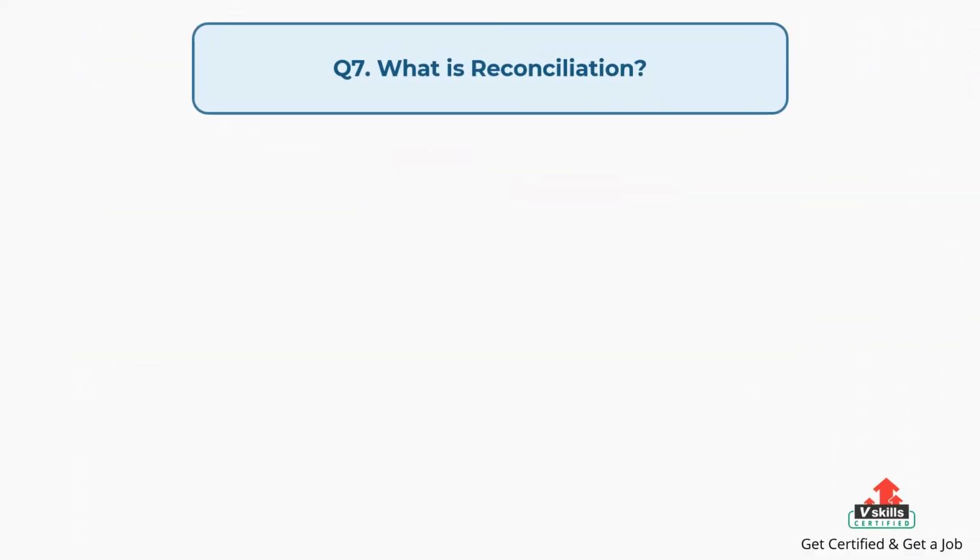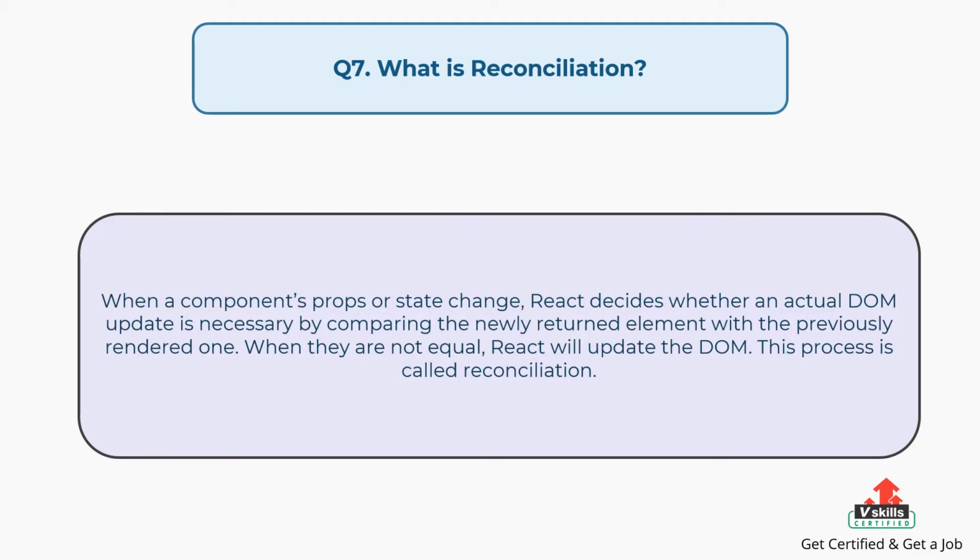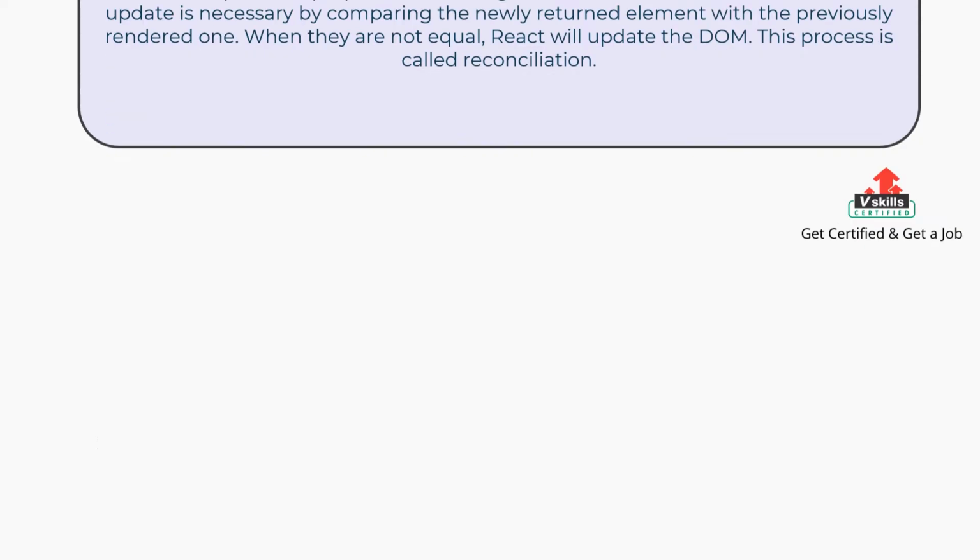Question number 7. What is reconciliation? The answer is when a component's props or state change, React decides whether an actual DOM update is necessary by comparing the newly returned element with the previously rendered one. When they are not equal, React will update the DOM. This process is called reconciliation.